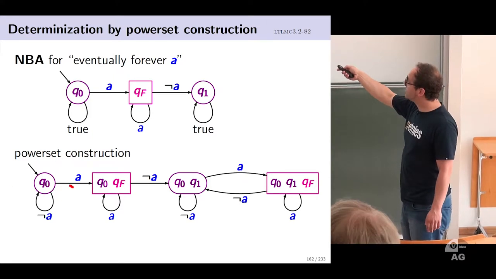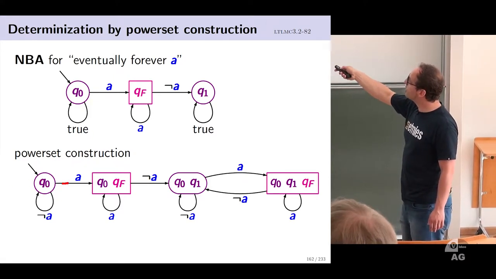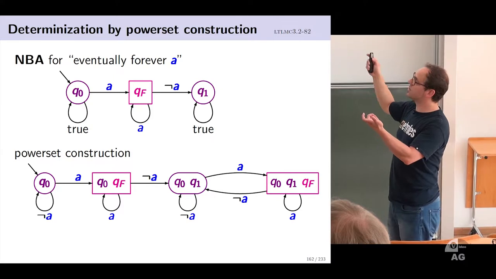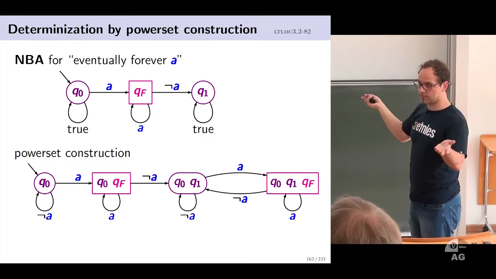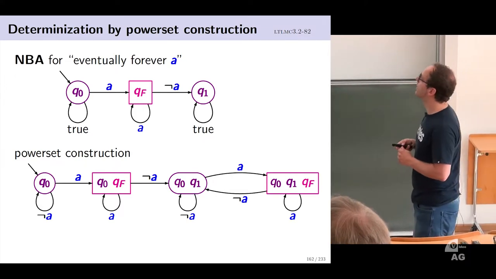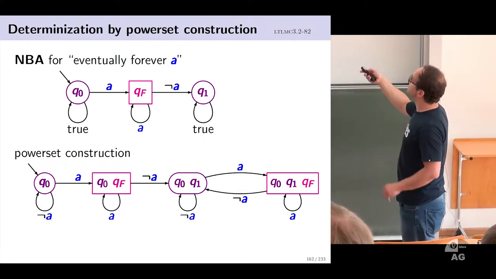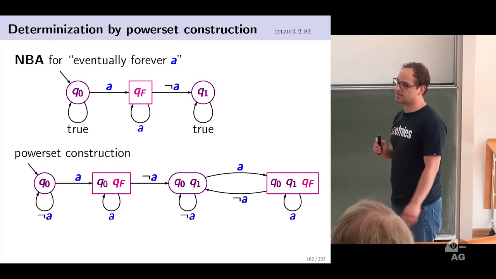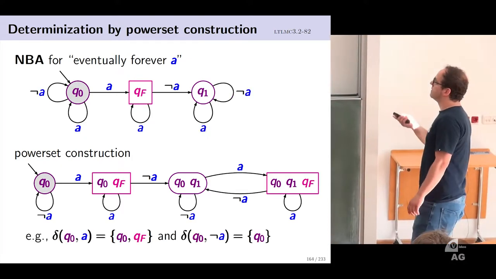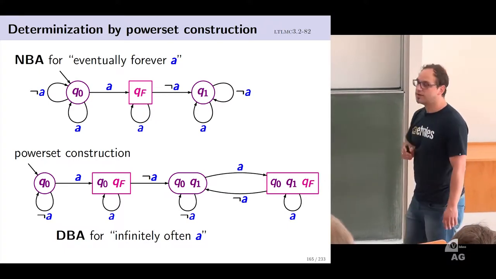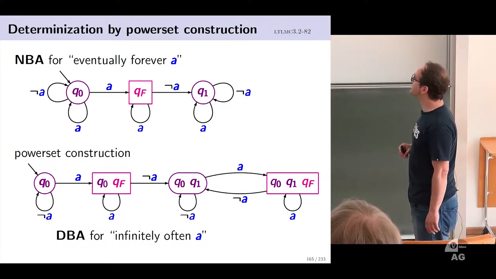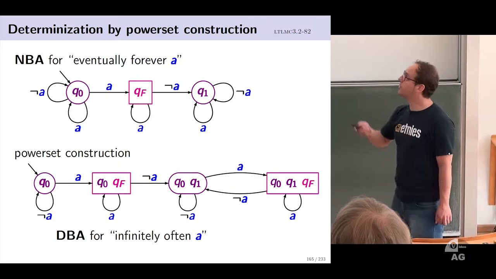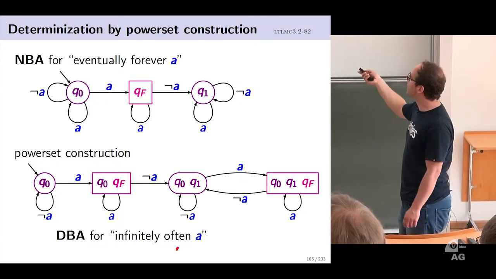And this is reflected in the construction by moving from the state Q0 via an A to the meta state that says, well, I don't know, you can be in either Q0 or QF. This is the usual thing that you do for NFA to DFA constructions. And then you can continue that process and you will get this automaton in the end. This is just some examples. And as it turns out, this deterministic Büchi automaton accepts the language infinitely often A. Well, that's too bad, right? Because we started with eventually forever A, and what we get is infinitely often A.